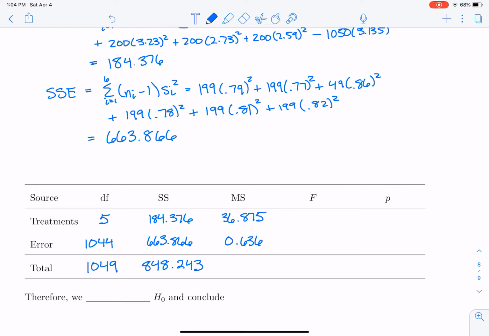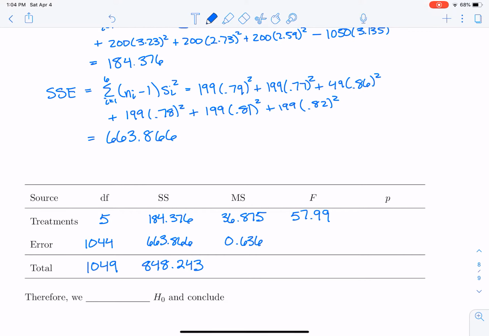The F statistic in this case is going to be the mean squared treatments divided by the mean square error. So 36.875 divided by 0.636 gives me 57.99, which seems quite large. So I'm expecting to have a small p-value.